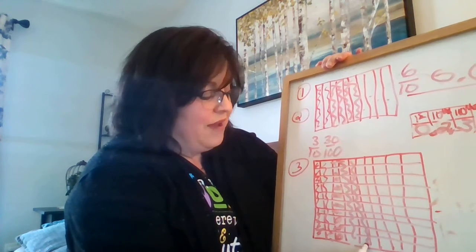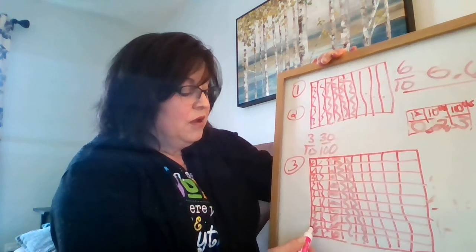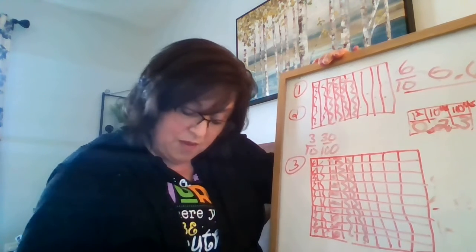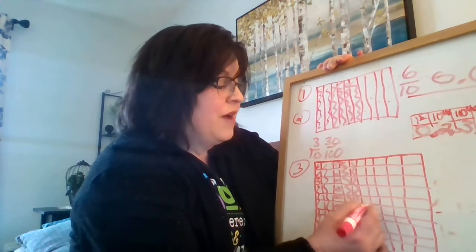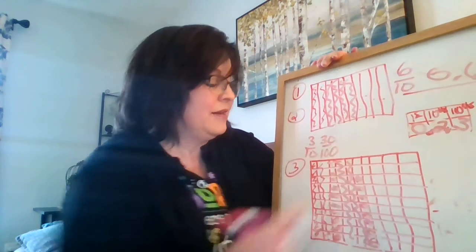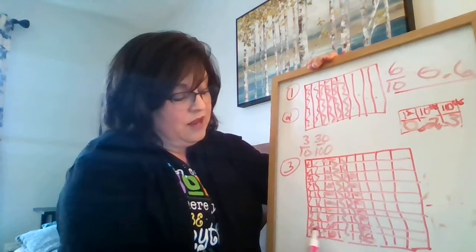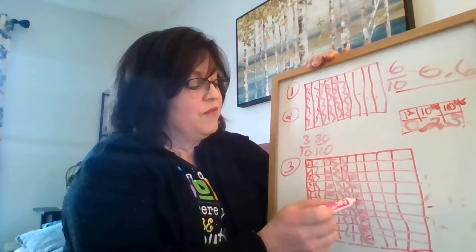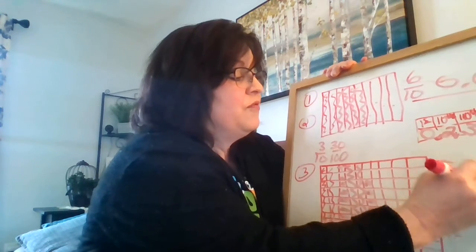That would be 5 tenths. Or we could also call this 10, 20, 30, 40, 50 hundredths. But then we've added 1, 2, 3, 4, 5, 6, 7, 8. And that gives us 58 hundredths. So let's count that again. 10, 20, 30, 40, 50, 51, 52, 53, 54, 55, 56, 57, 58. So this would be called 58 hundredths as a fraction.